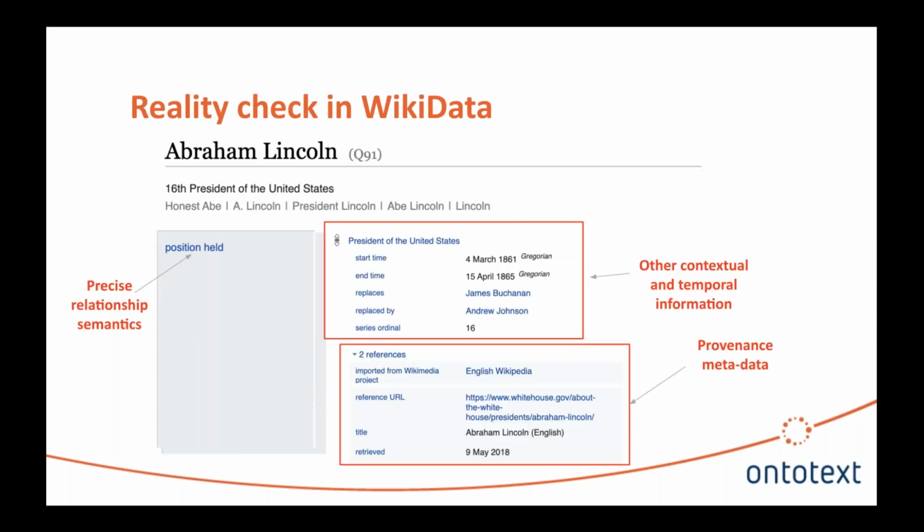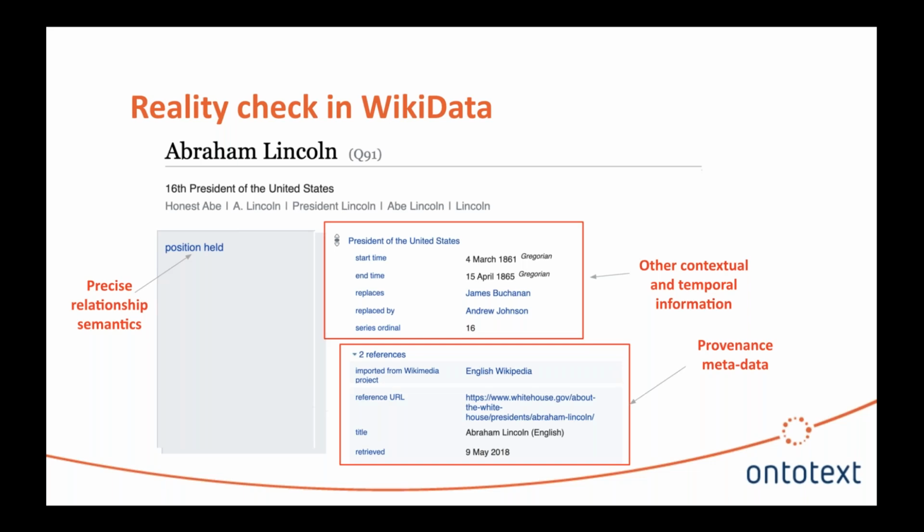So let's do a reality check. What is the real challenge in representing the data? In this case, we are going to take the information page of Wikidata, and say, okay, let's go to Wikidata and find out about Abraham Lincoln. Who is that person, and what information is really available for him? So he's the 16th president of the United States. Obviously, this is one of the descriptions.